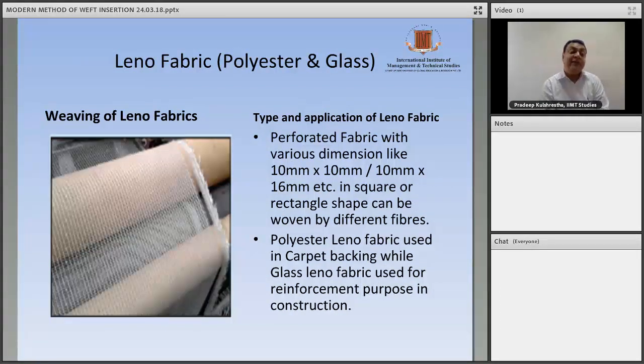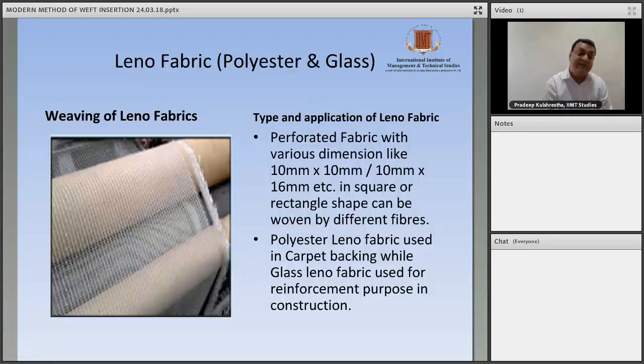Now come to the leno fabrics. Leno fabric means perforated fabrics. It may be in square form, say 10 by 10 mm leno, or 12 by 12 mm leno, or 16 by 16 mm leno, even rectangle form like 10 by 12 mm fabric, like 10 by 16 mm fabric, depending upon the user's wish. I will tell you what size you can use after some time, but the thing is that if we make the leno fabric by polyester, this is the backing cloth for the carpet industry.